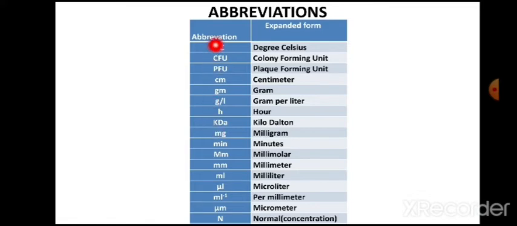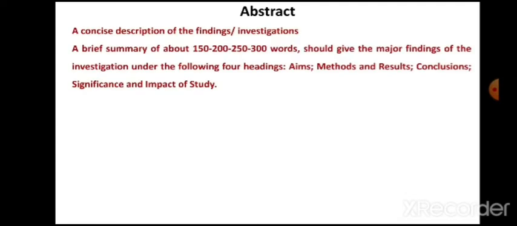So all these are symbolized, and you need to write the full form of all these abbreviations on this paper. Then the next page will be of abstract. We have already discussed how to write the abstract. It is a concise description of the findings or the investigation. It is a brief summary.